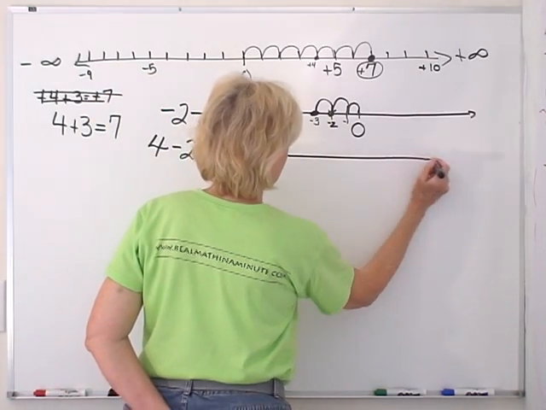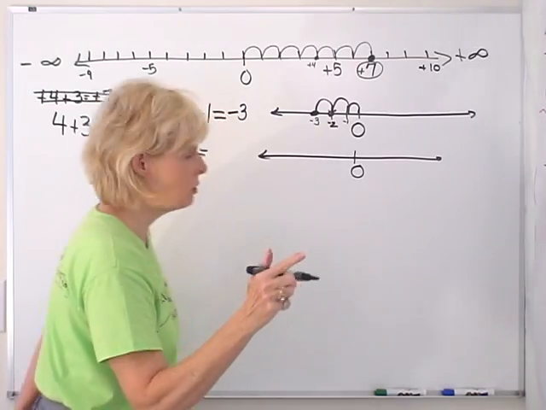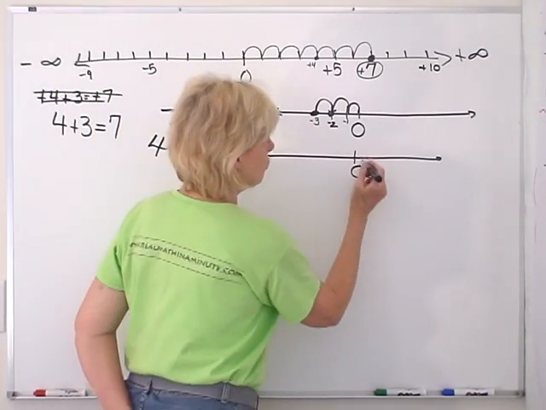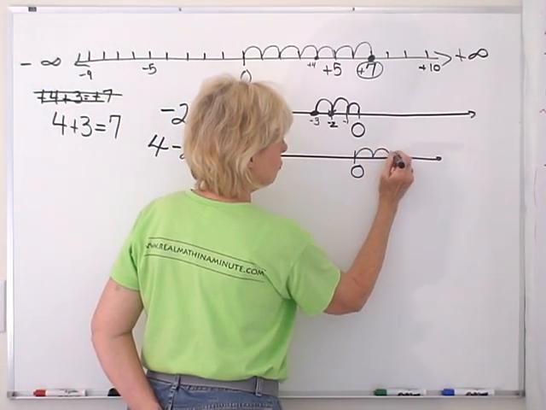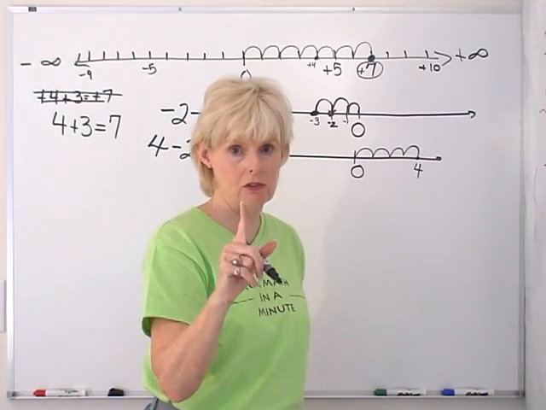Here's a number line. Start at 0. We go to positive 4. We go 4 in the positive direction. 1, 2, 3, 4. There we are. Step 1 takes us to positive 4.